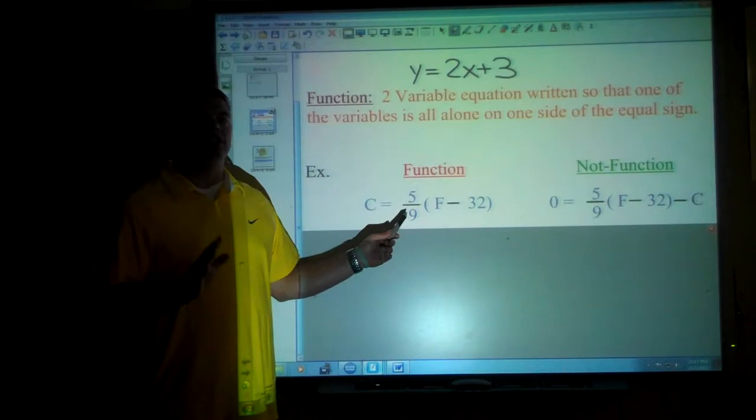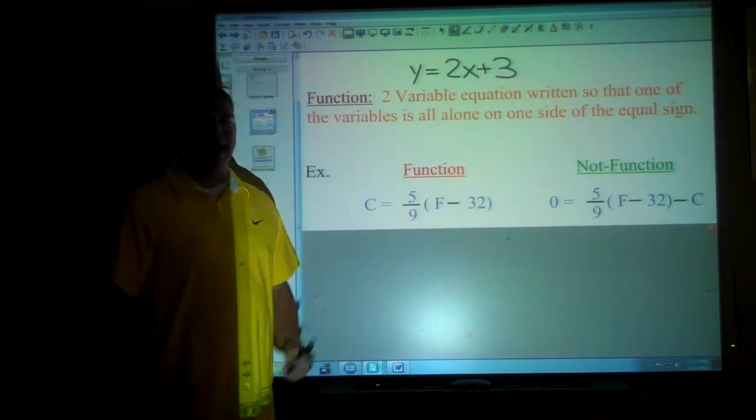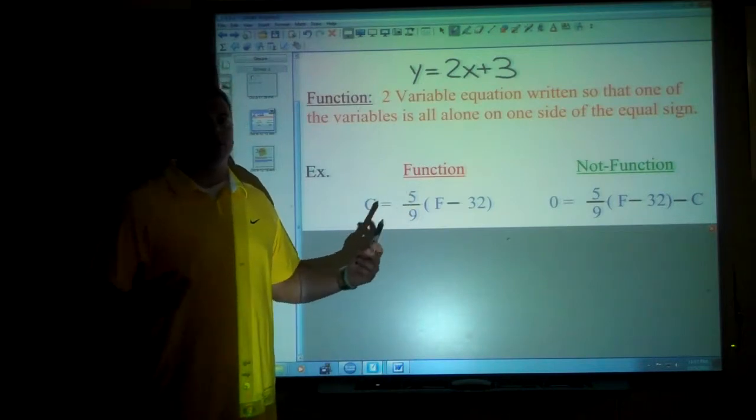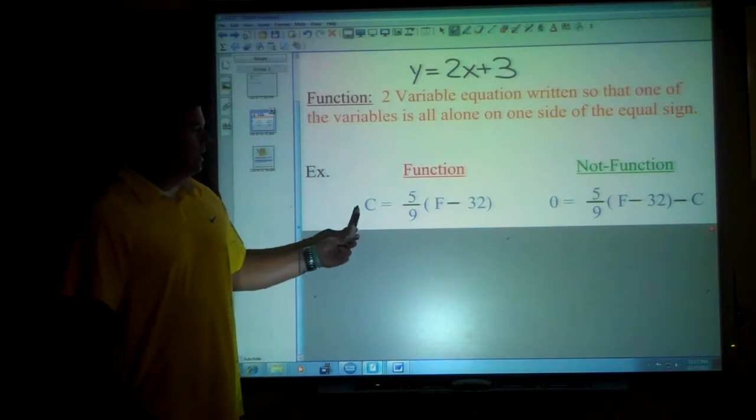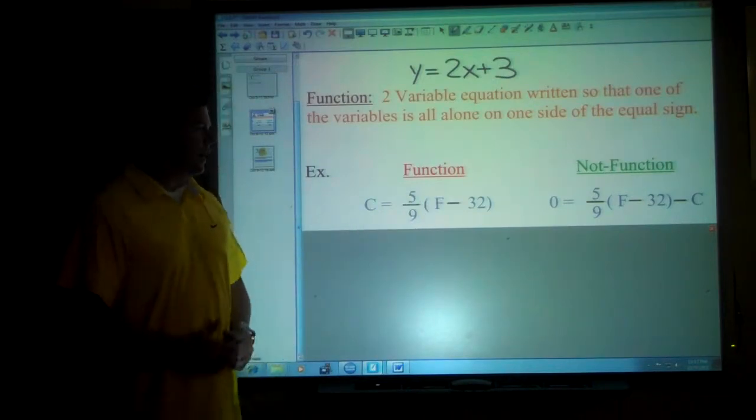Now 5/9 is close to half. It's a little bit more than half. So a moment ago I had 38. Half of 38 is 19. This is going to be a little bit more than 19. Maybe we would approximate it somewhere in the 20, 21, 22 degrees Celsius range. Now you could multiply by 5 and divide by 9 and you'd get the exact value.